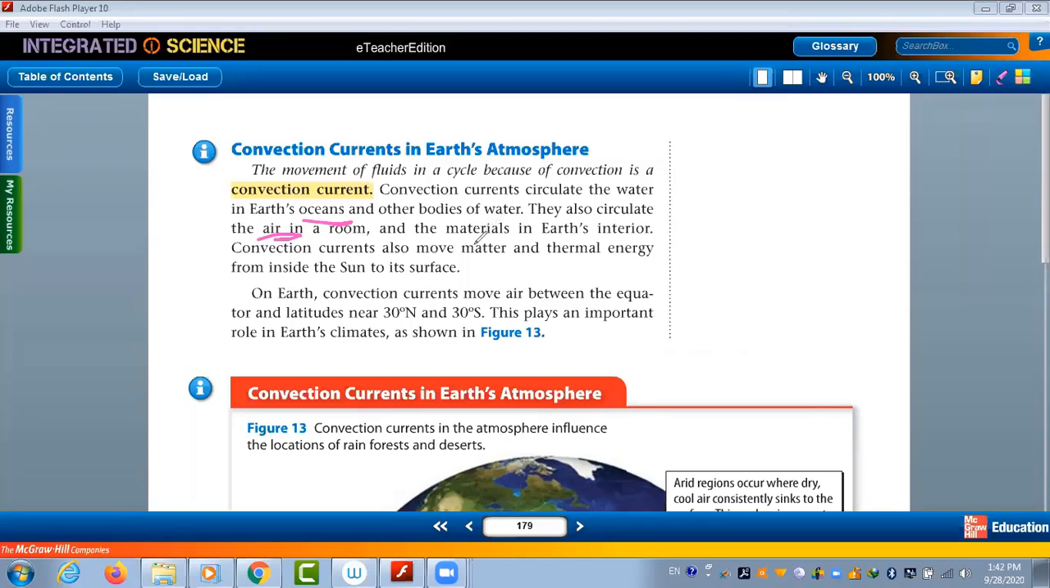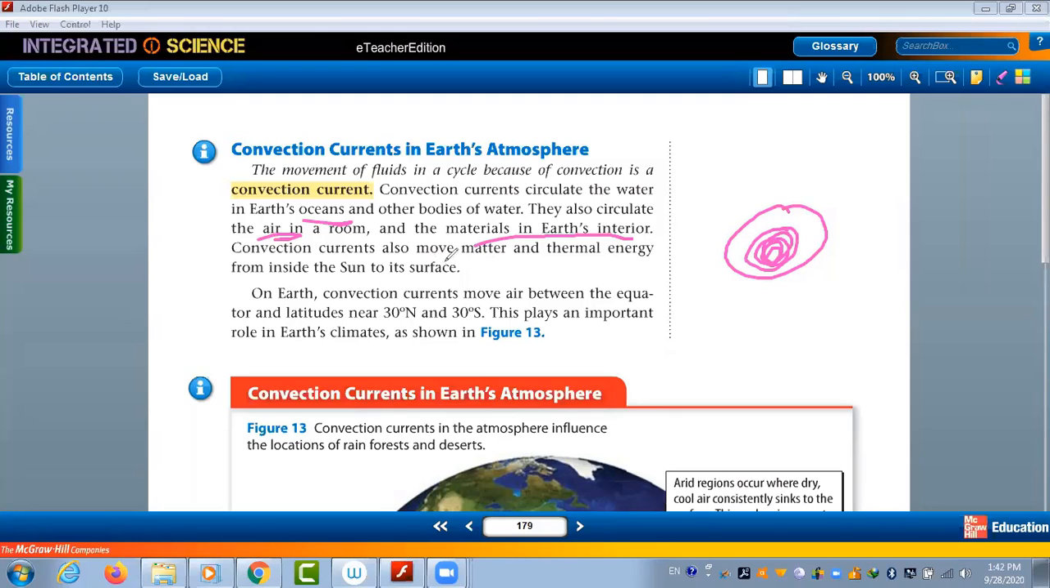Okay, also inside the Earth, we have layers of Earth. We have the core, we have the mantle, we have the crust. Also, the material inside the Earth is liquid, so we have convection currents inside our Earth. And when we have huge convection currents, we could have an earthquake.